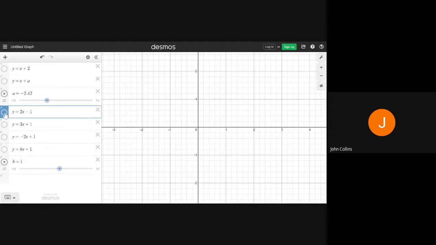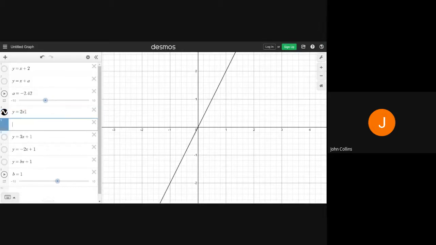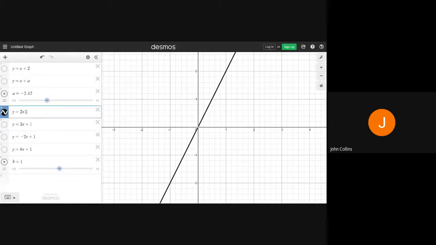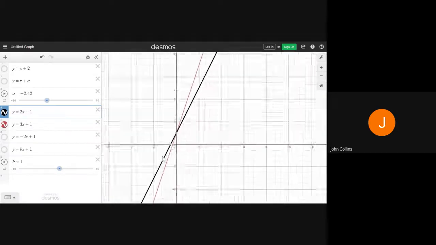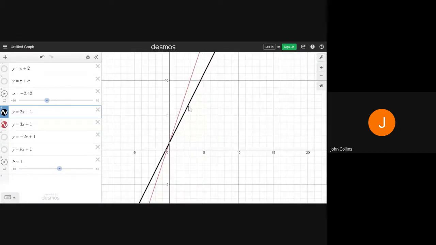Well, let's have a look at a couple. So this is the one with 2x. Let's make it 2x plus 1, so it's the same line I can compare it to. 3x plus 1. Okay, so 2x plus 1 is this one, and 3x plus 1 is this one. Okay, what happens when I do minus 2x plus 1? Okay, they still all go through plus 1, but they all go off in different directions.